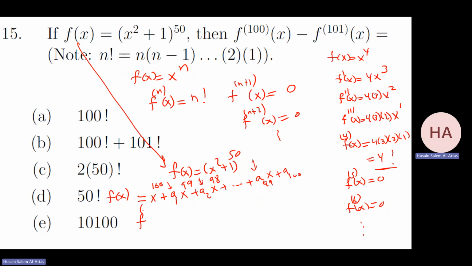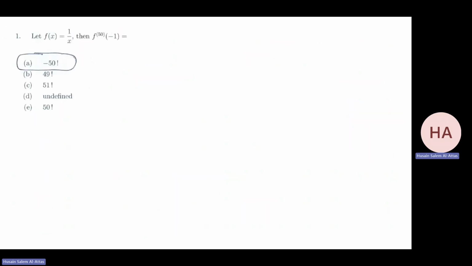If it comes to the 100th derivative, for this one, I have x to the power n. I want the nth derivative, the 100th derivative, so it will be 100 factorial. What about the others? We know that the n plus 1 derivative for x to the power n is 0. For n plus 2, 0. So for x to the power 99 and below, the 100th derivative will be 0, 0, 0, 0, 0. So it's 100 factorial plus 0, which is 100 factorial.